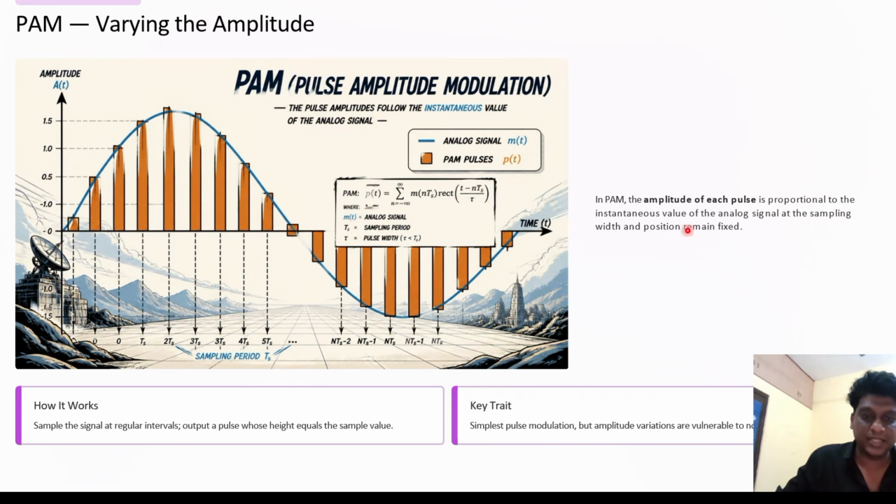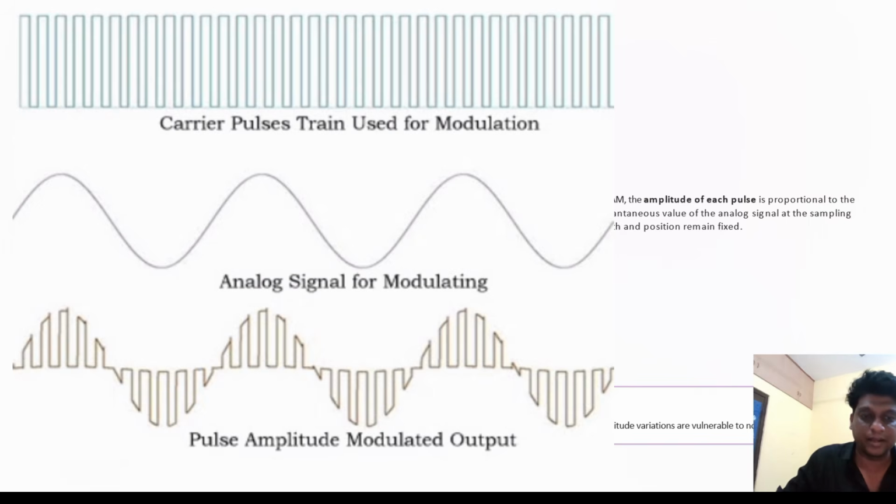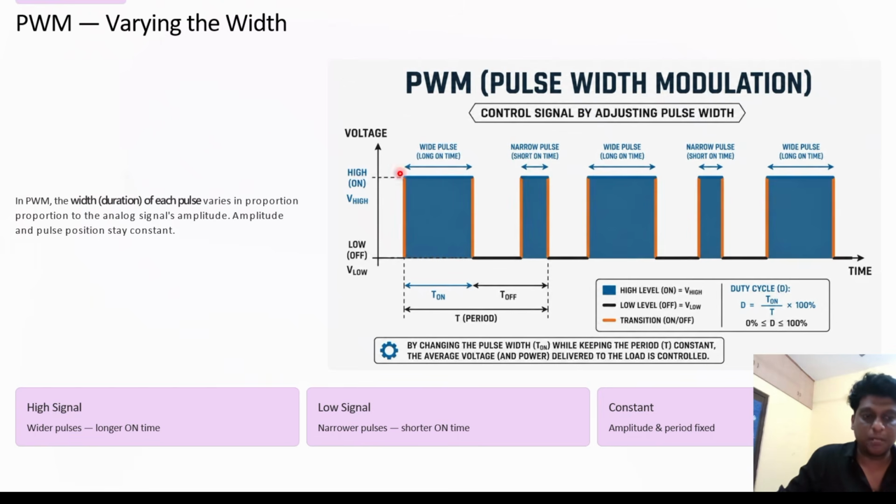PAM. Here we sample the analog signal at regular time intervals. At every sampling instant, we generate a pulse whose height equals the value of the signal at that instant. Amplitude alone is varying.